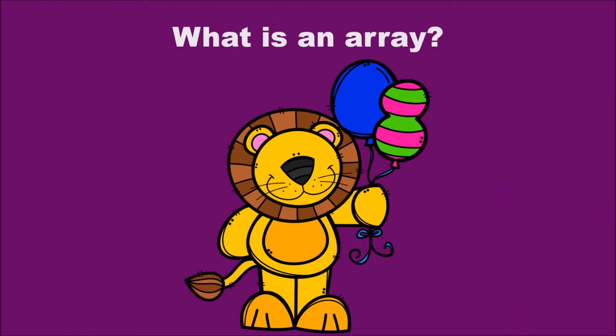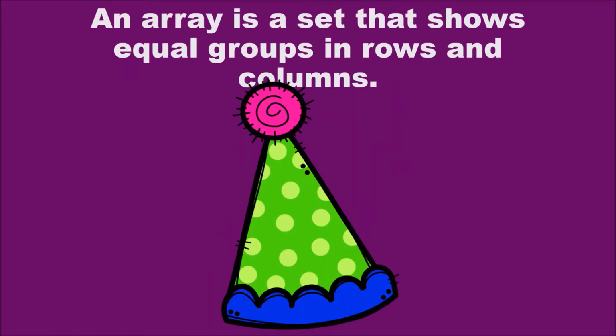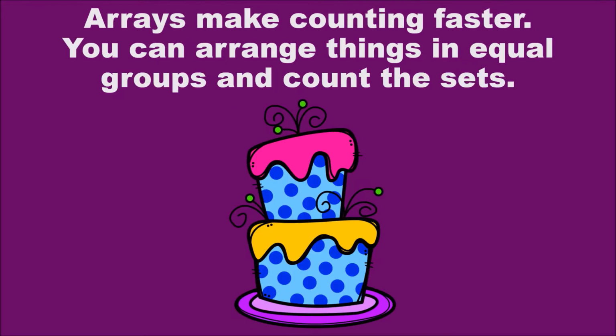What is an array? An array is a set that shows equal groups in rows and columns. Arrays make counting faster. You can arrange things in equal groups and count the sets.